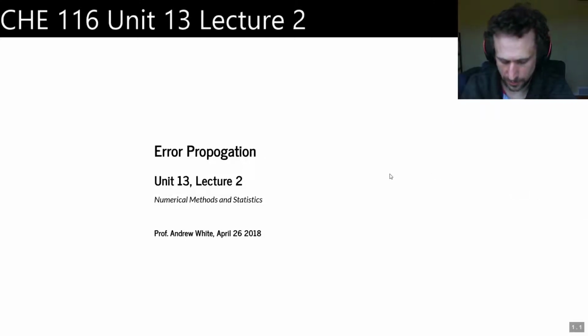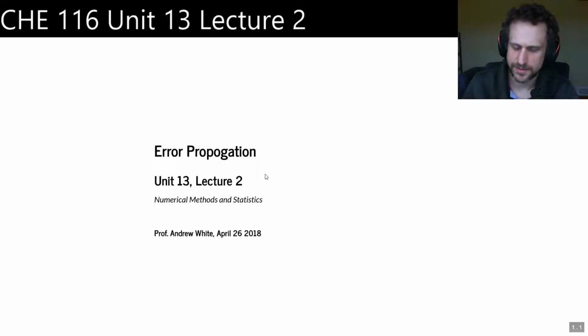Okay, so the next lecture in this unit is about error propagation. There's a little bit of extra at the end of this lecture about statistical fallacies, but I'll just leave that for you to review on your own. I think the most important thing for this lecture is error propagation, or uncertainty propagation.